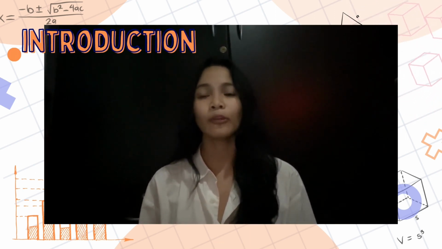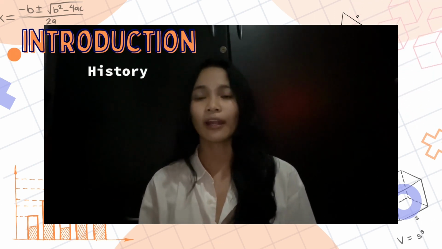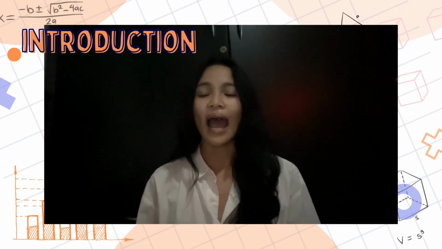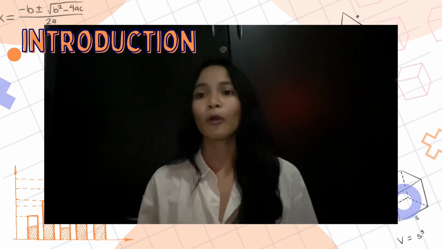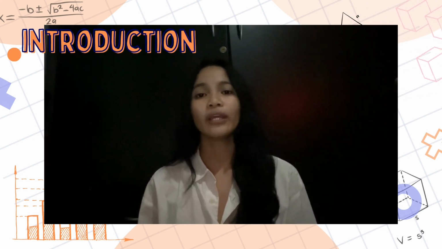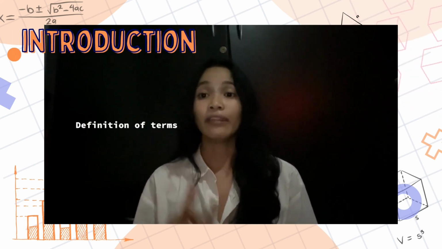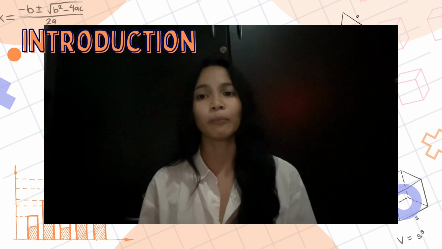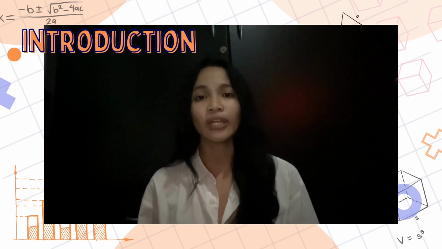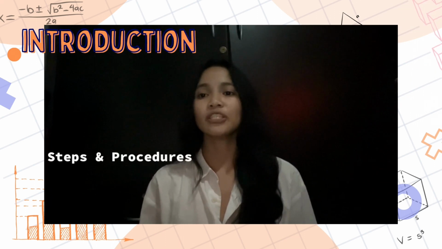So for the learning objectives, at the end of this video, we should be able to identify and learn the history of the bar graph and understand the origin and evolution of bar graph as a visual representation tool for data analysis. Description: gain a comprehensive understanding of a bar graph, its components, and how it effectively presents data. Definition of terms: familiarize yourself with key terminology associated with bar graph, ensuring clear communication and interpretation. Steps and procedure: learn the systematic approach to creating and interpreting bar graphs, ensuring accuracy and reliability in data representation.